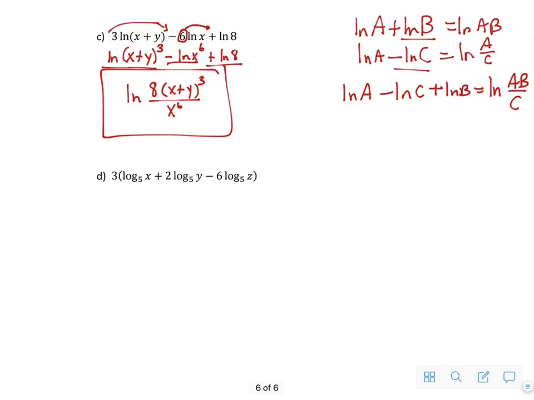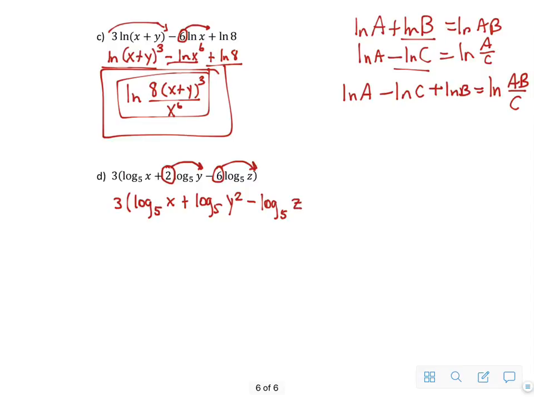So on the last example, we're going to move all of my powers inside. So use the power rule on this 2, on this 6, and then inside the parentheses, I'm going to combine those like I would these up here. Since it's added here, I'm going to multiply the insides of these 2 logs, and since this one's subtracted, I'm going to divide. So step by step, it looks like this. I'm going to do inside the parentheses first and do the 3 at the end. So move that 2 in here and move that 6 in here, and what you get is log base 5 of x plus log base 5 of y squared minus log base 5 of z to the 6th.